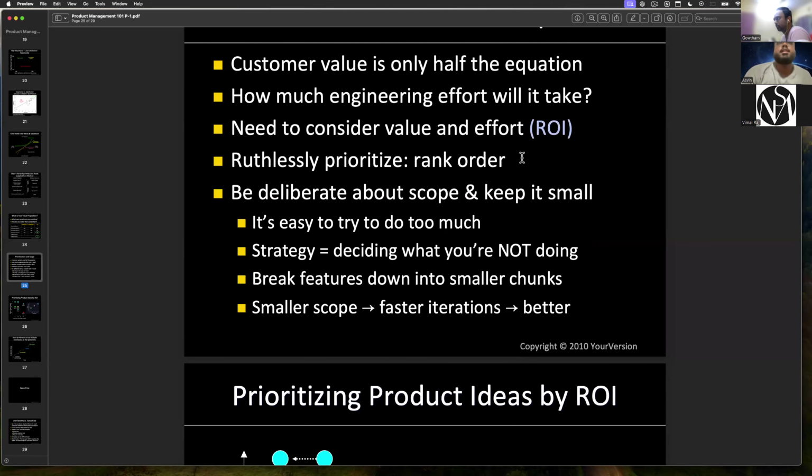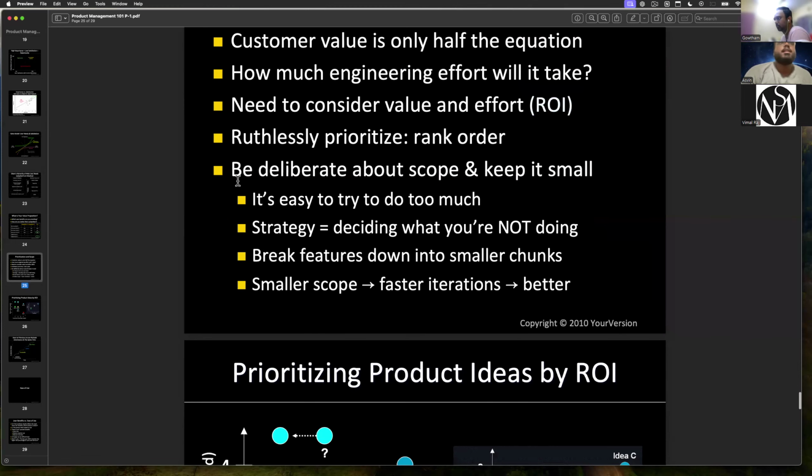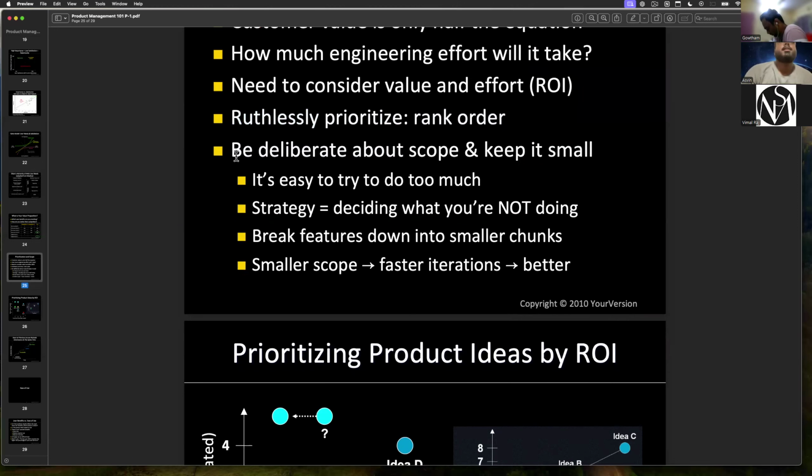I'll show you. Okay. Ruthlessly prioritize, rank order. Because you cannot achieve everything. Even if you have 100 ideas, you cannot achieve everything. You have to sacrifice some lower priority features, lower priority things. You have to be ruthless about it. If you think, I like this feature more, let's try to do it, that's not a good mindset. Be deliberate about scope and keep it small.